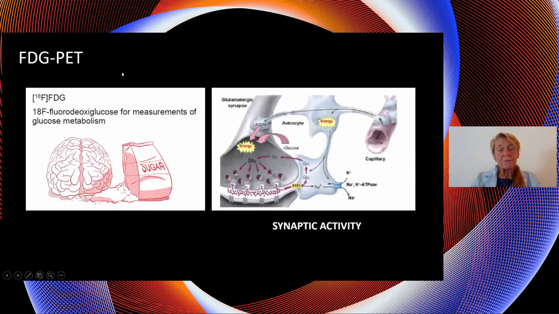So let's go to this measure, which I would like to highlight a little bit more, the energy consumption of the brain. Glucose is crucial for neuron functioning. And it is a measure of synaptic activity. And so it's a very, very important measurement: synaptic activity, synaptic density.